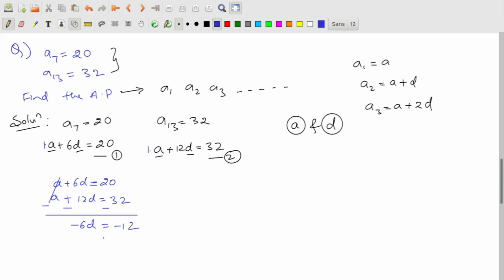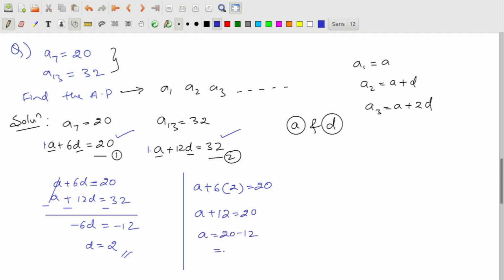So if you simplify this, you will get D is equal to 2 here. Now substitute this D is equal to 2 either in this equation or this equation, then you will get the A value, right? So here A plus 6 into D, that is 2, is equal to 20. So A plus 12 is equal to 20, then A is equal to 20 minus 12, which is equal to 8.